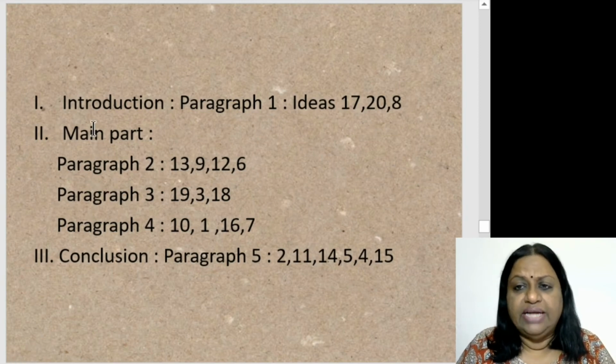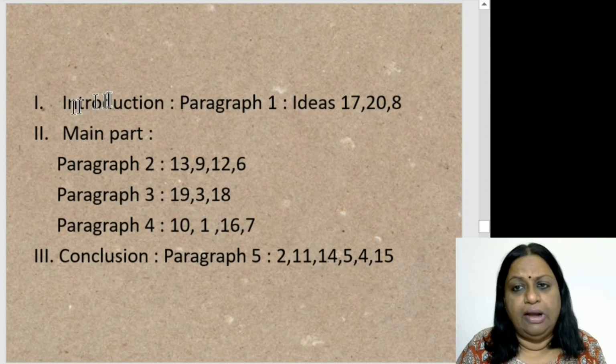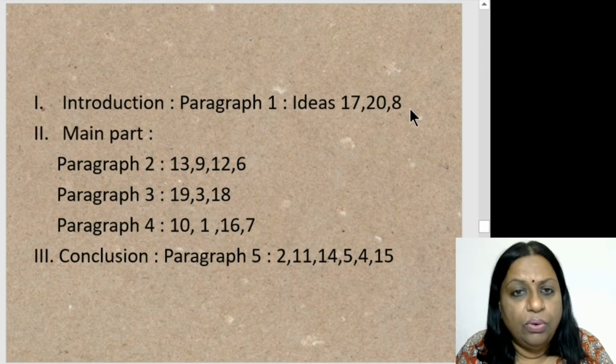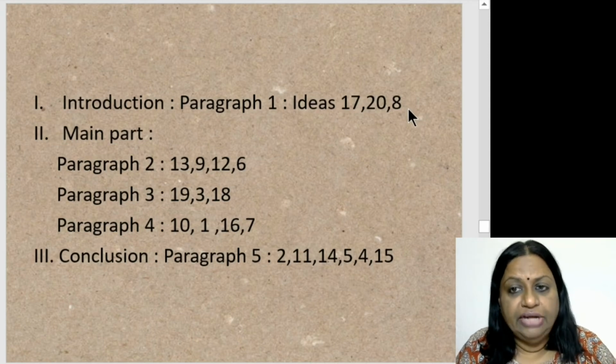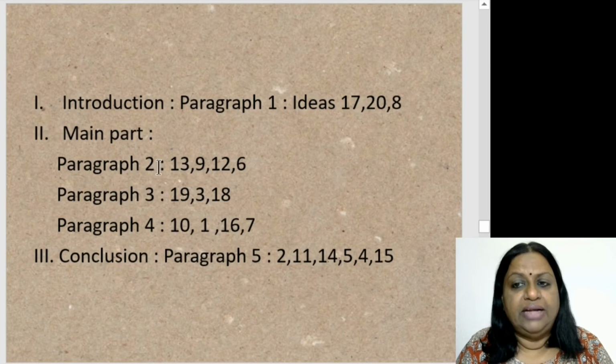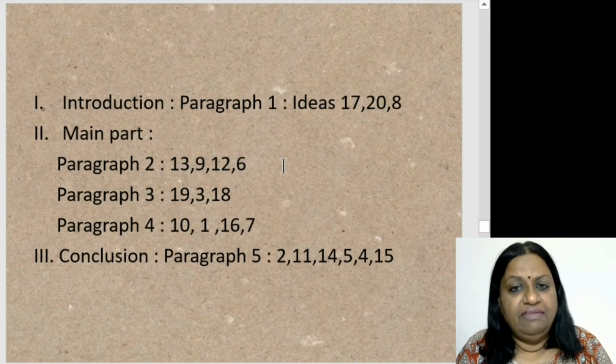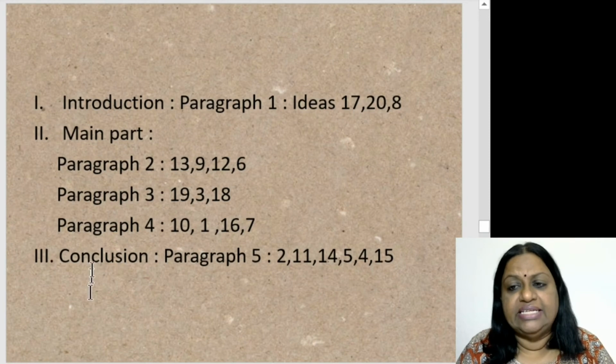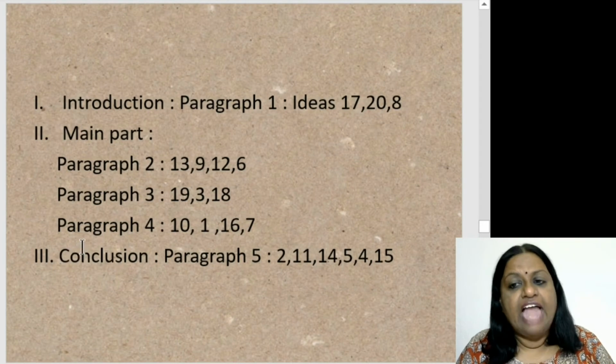So look at this. You had 20 points that you had jotted down. So the introduction is in para 1. So ideas 17, 20 and 8 will go into the introduction. The body or the main part is paragraphs 2, 3 and 4. So you identify what will go into para 2: 13, 9, 12 and 6 of the ideas that you jotted down. Para 3 similarly, 19, 3, 18. And then para 4: 10, 1, 16, 7.